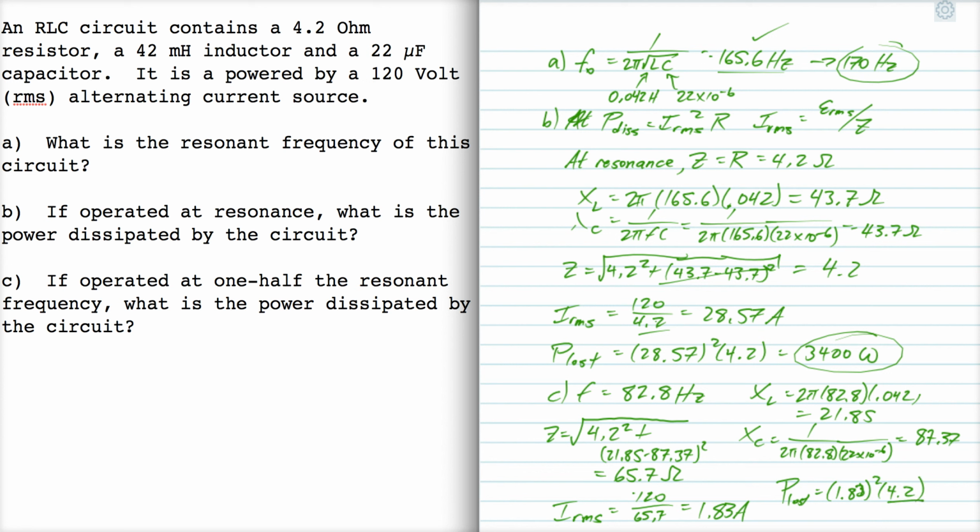Remember, we use the resistance for power lost, not the impedance, because only the resistor causes a dissipation of power. The inductor and the capacitor just store energy, they don't waste it. So 1.83 squared times 4.2 is a mere 14 watts. Well, less power loss, but a much lower current.